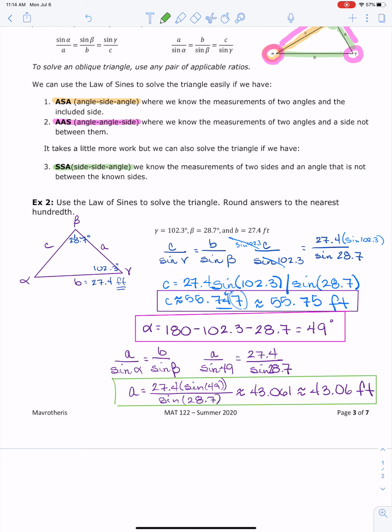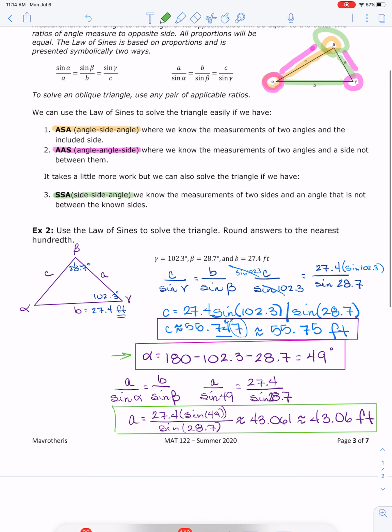So we have solved the triangle. Angles gamma and beta were given to us in the problem statement. We found angle alpha. That's right here. Side B was given to us. We found side C and side A. And so that is it. We have solved that triangle.